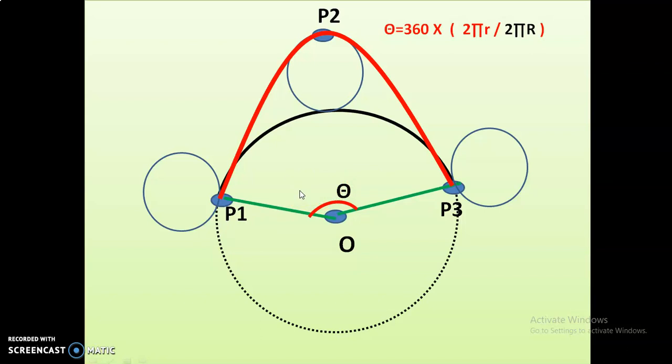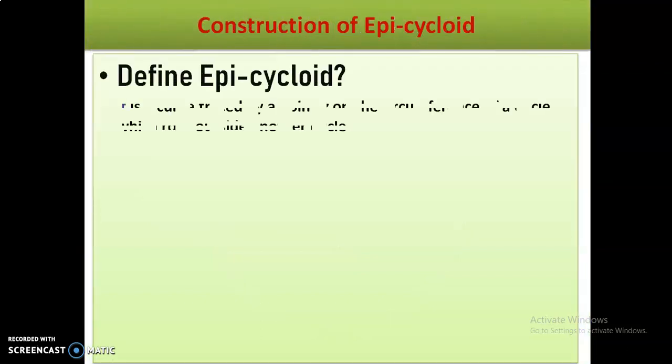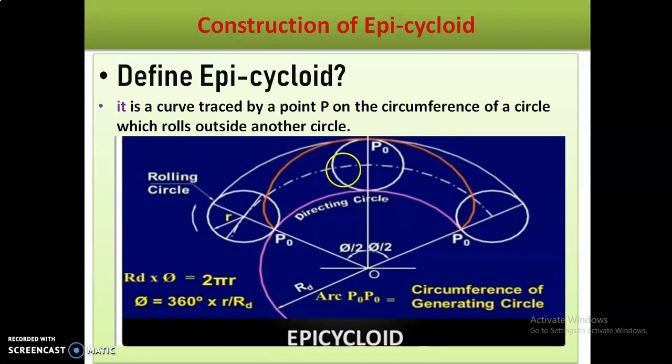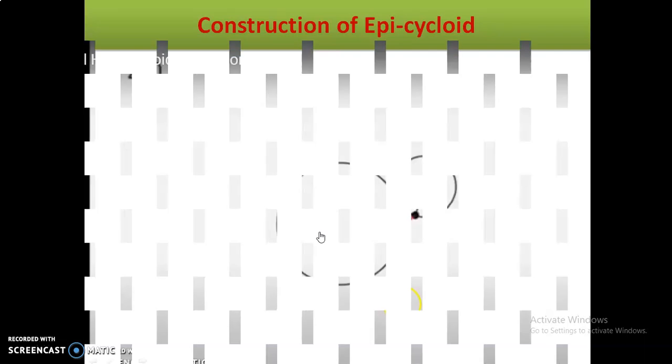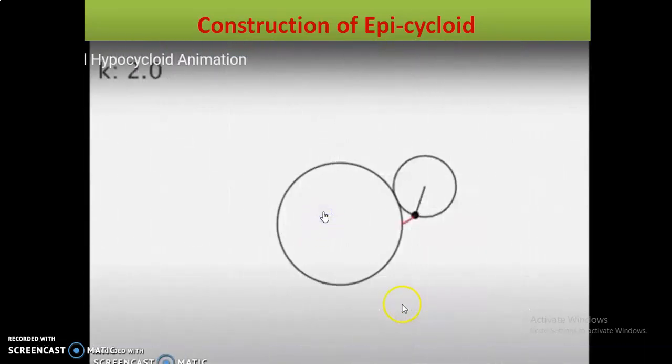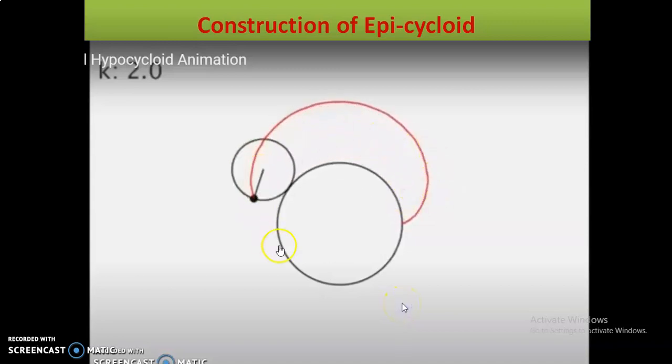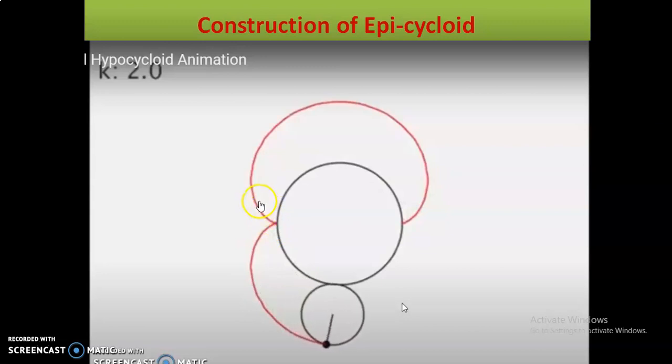Next, this is also a definition of the epicycloid. All of you observe this animation video to see how we get the epicycloid curve. A small circle is rolling on the base circle, forming one type of curve called the epicycloid curve.